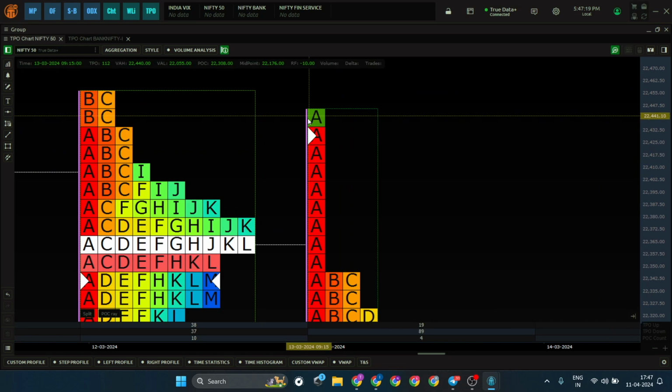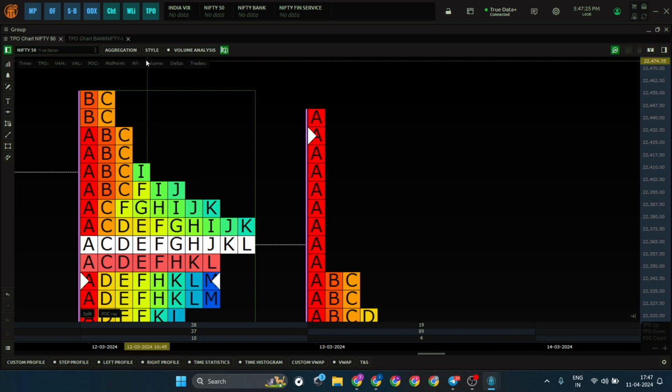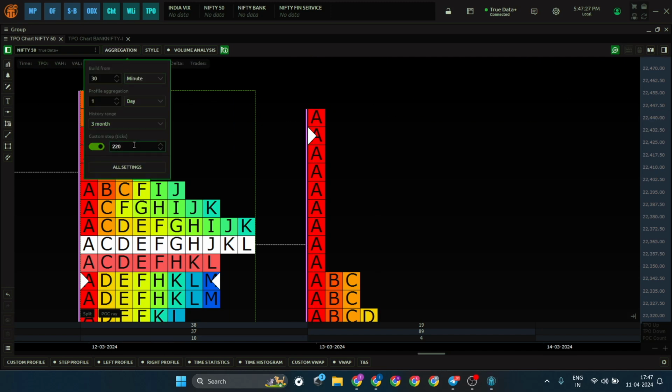So here one more thing which I forgot to mention. If you see, this particular box is highlighted, right? So if I just go to aggregation, you see almost near to 220 ticks I have selected. 220 ticks in the sense 0.05 is the tick size of Indian market. Okay, so it's almost near to 11 rupees. So 11 rupees is marked as one box.